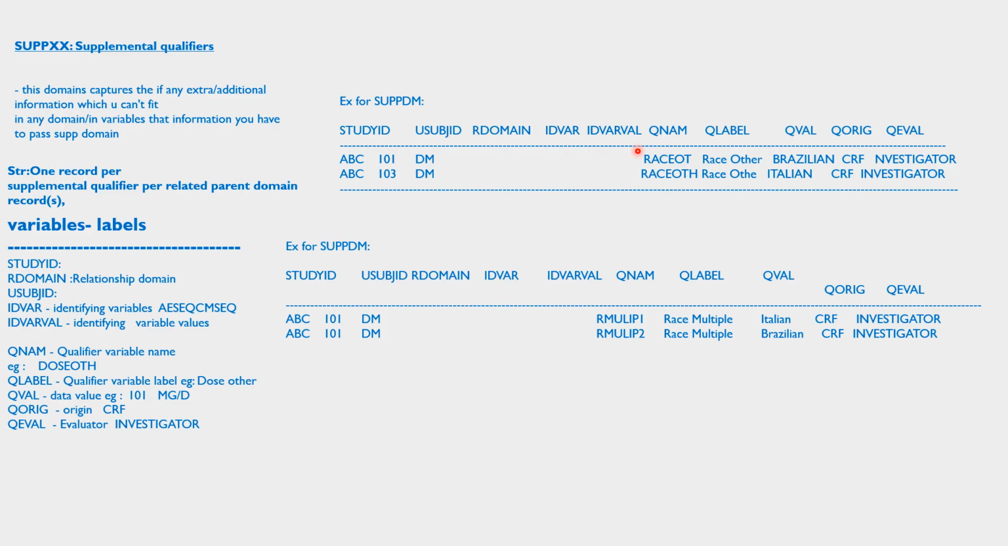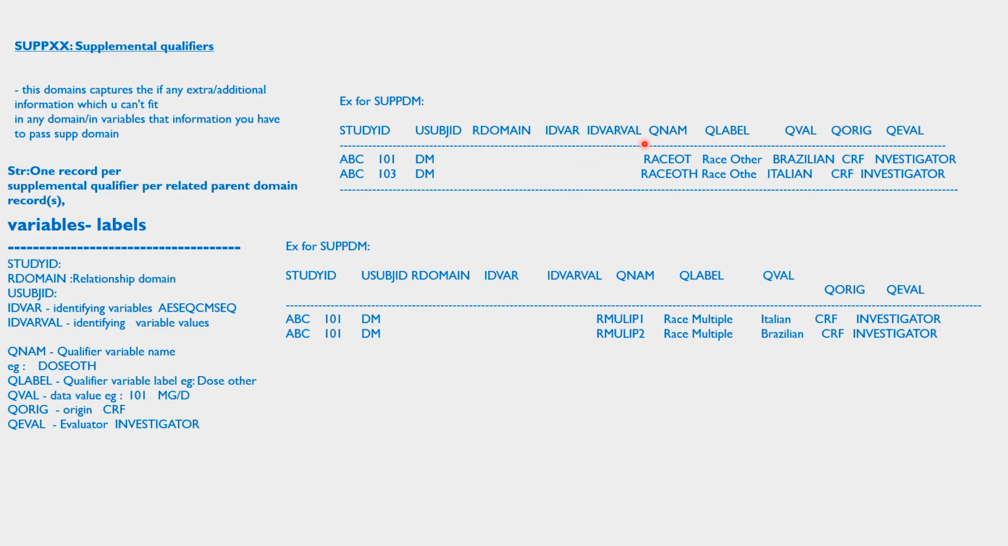One of the variables is not suitable in the DM domain as per the SDTM implementation guide. In that case, we need to capture the data in the supplementary domain. Here you can see subject 101, which belongs to the DM domain.